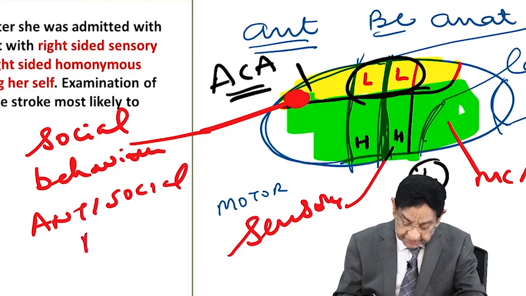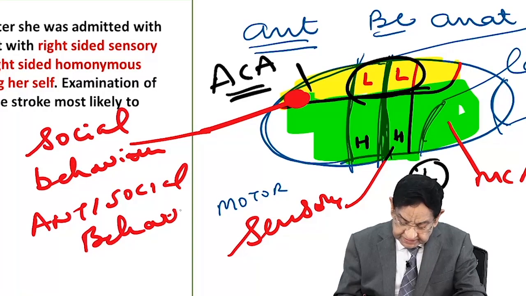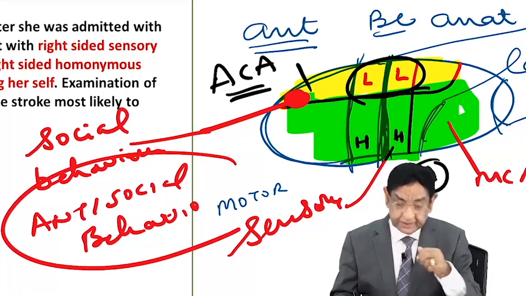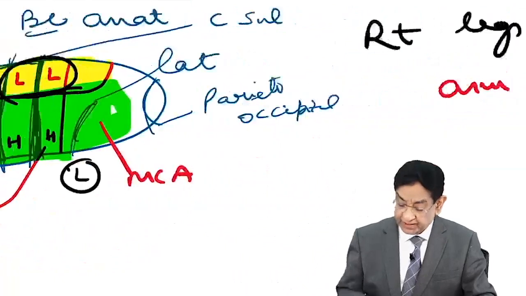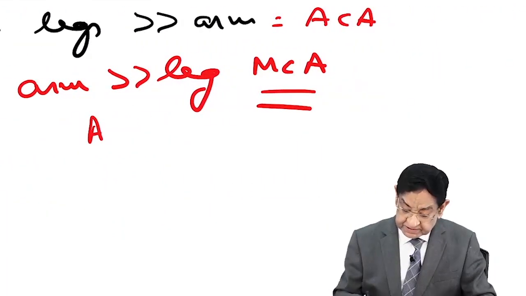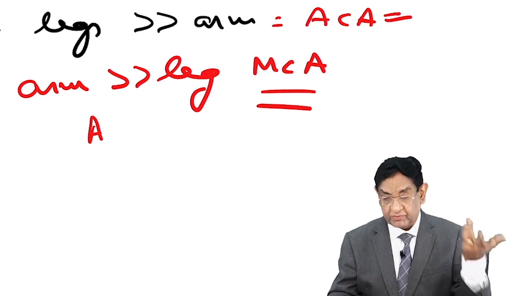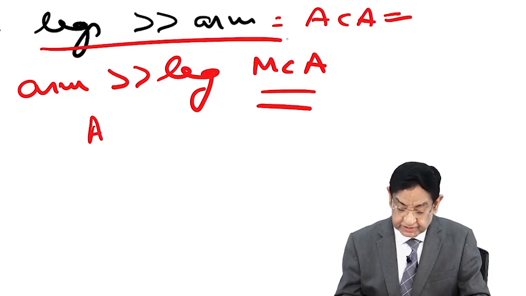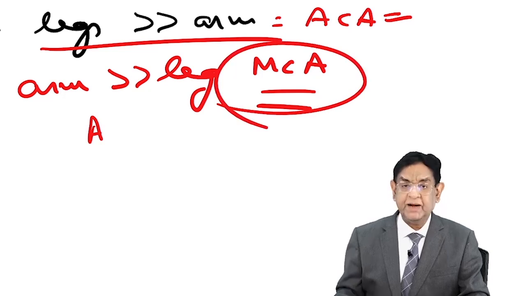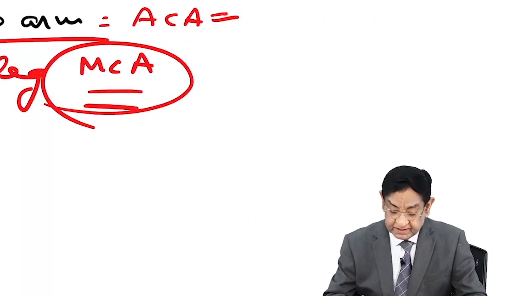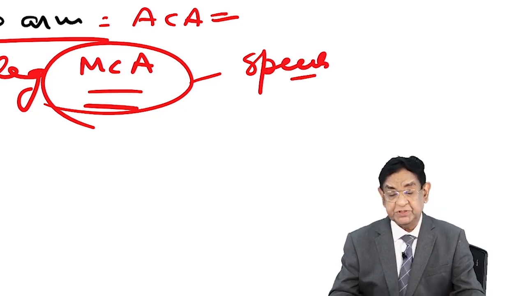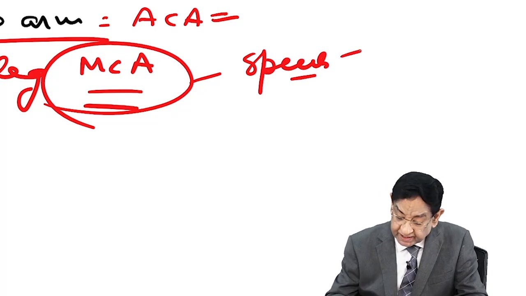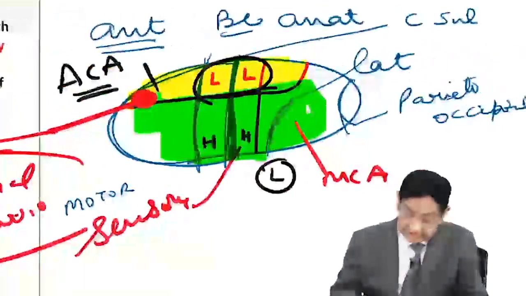Antisocial behavior. If you get this line, that there is antisocial behavior, you are dealing with anterior cerebral artery infarction. Of course, leg weakness is more than arm weakness. But in the middle cerebral artery, invariably, speech involvement may be there. Why speech? Speech centers are in the left side.